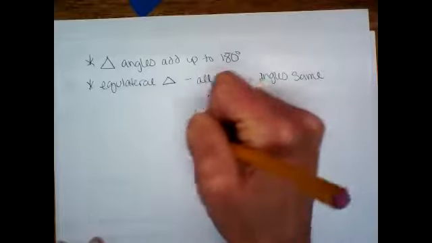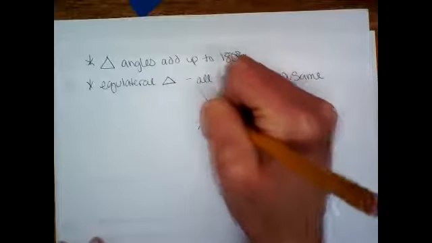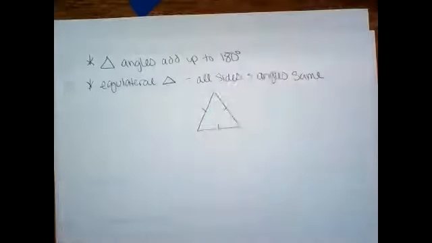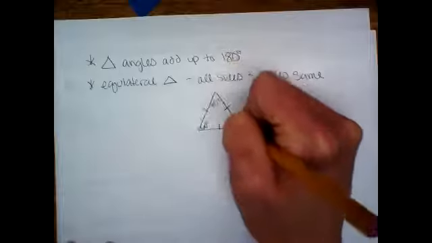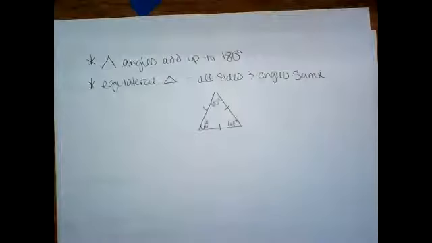So if I draw a picture of an equilateral triangle, all the sides are the same. And what does that mean all the angles are? It means all the angles are 60 degrees. It's 180 divided equally, they would all be 60.